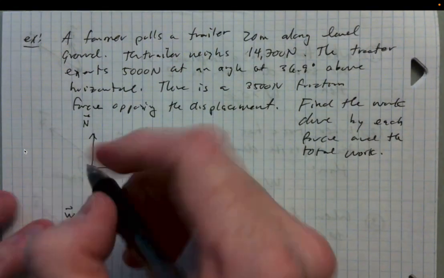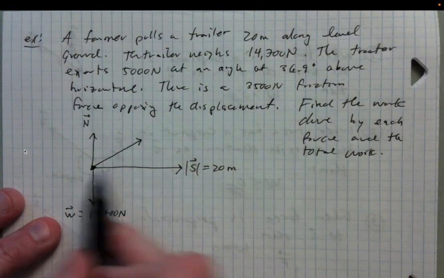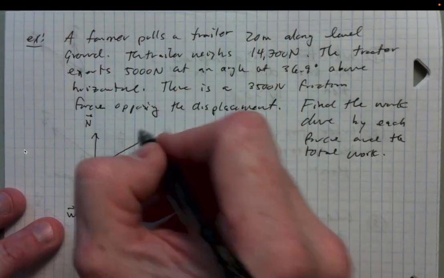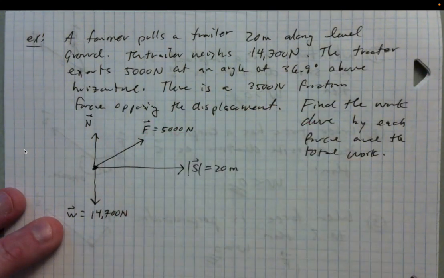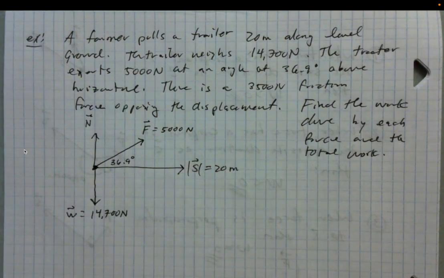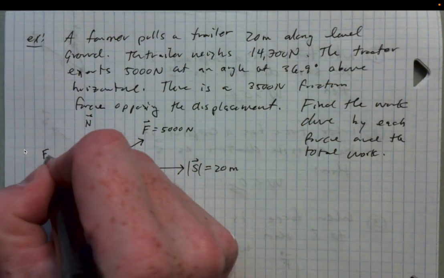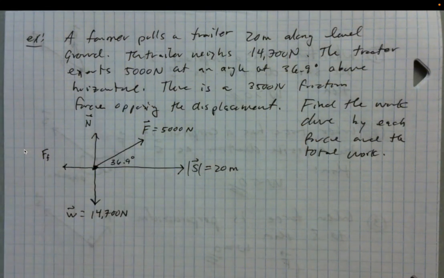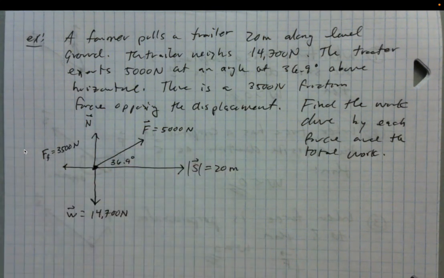Okay. And then there's a force being applied by the tractor. It's off the horizontal, right? So assume the tractor's moving along the horizontal here. So that force is 5,000 newtons, right? And we're told that it's 36.9 degrees off the horizontal. Okay. All right. And then we also have friction, which I'll just write like that. And the friction, we're told, is 3,500 newtons. So all these quantities are nicely given to us in this example.